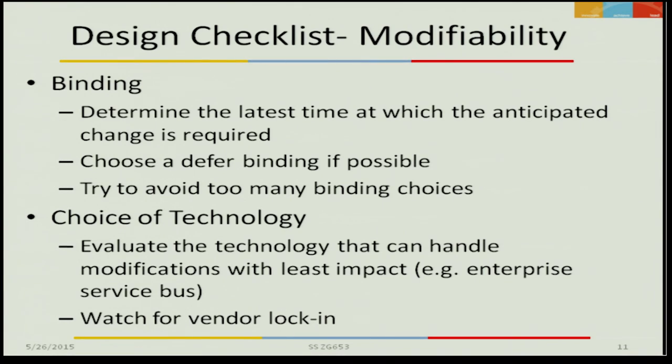Choice of technology is a very important factor in modifiability. Evaluate the technology that can handle modification with the least impact. For example, you can adopt an enterprise service bus. You can also use certain frameworks to handle, let us say, object relational mapping easily, for example Hibernate, which can connect the relational database with your system. It is a nice framework which can absorb a lot of change, and a very good example of modifiability, in that your code is not changing, you can change the structure in Hibernate itself.